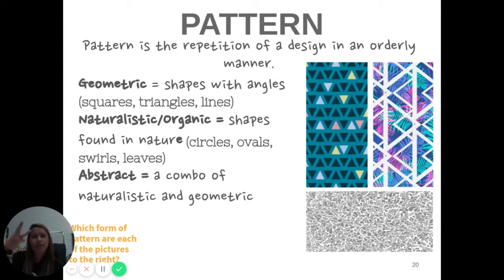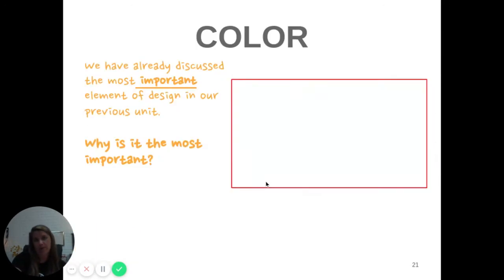Pattern, we have three types of pattern: geometric, naturalistic, and abstract. Organic is another word for naturalistic. So geometric, think geometry. You've got squares and triangles and rectangles and hexagons. Things that have angles is what geometry is basically about. And then you have naturalistic, think nature. What shapes are found in nature? You don't find angles in nature for the most part. You have nice curvy, flowy things. And then abstract is when you combine both of those things together.